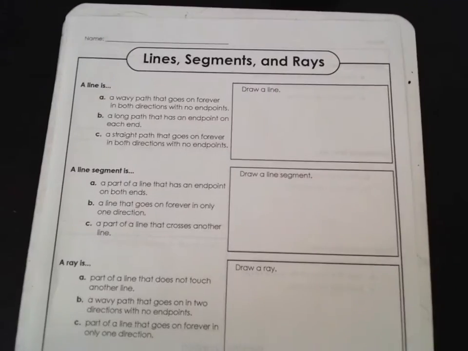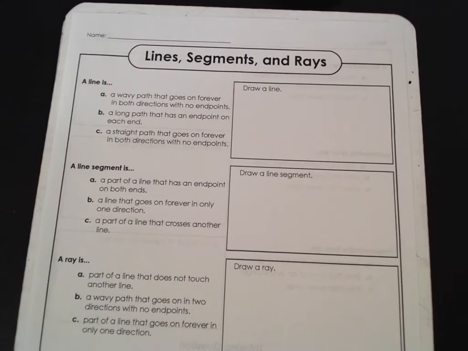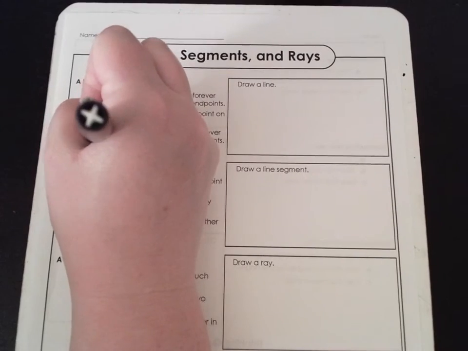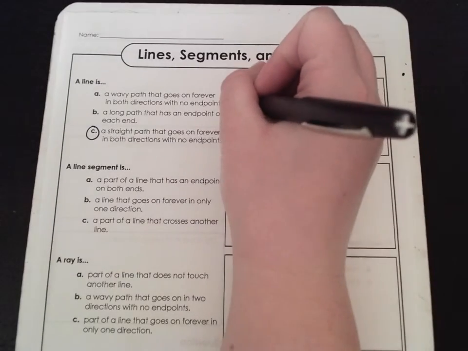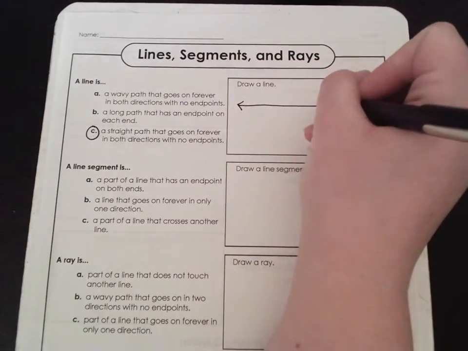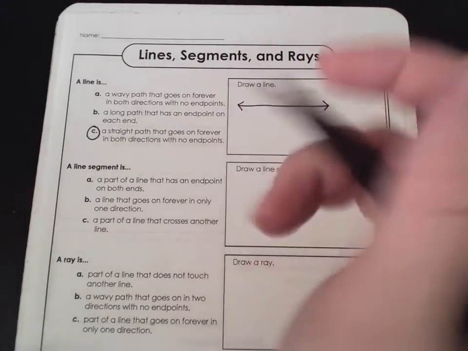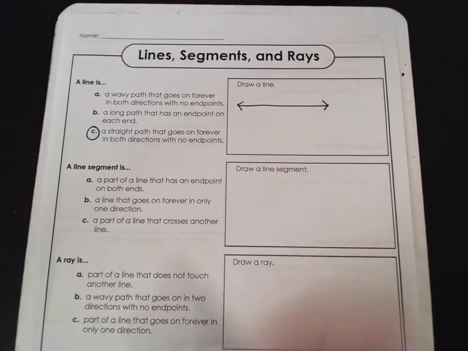So a line is a straight path that goes on forever in both directions with no endpoints. So that means a line will continue extending. And the way we show that is we draw an arrow on the end. So here's an example of a line. It's going to continue in both directions. That's what that arrow shows. And it's going to go on forever.